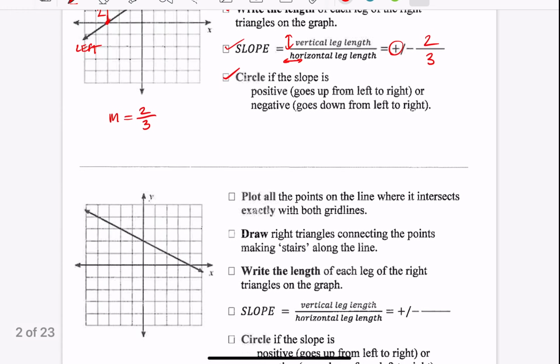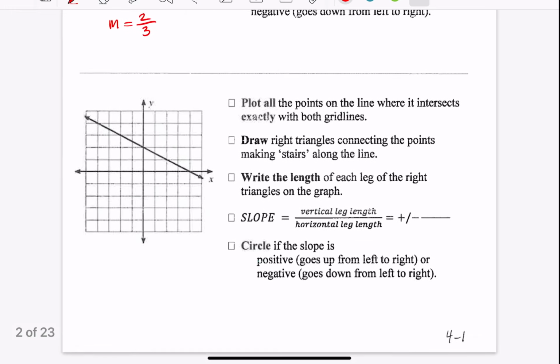So let's go to our next example. Again, I'm going to plot all the points on the line as I go through the line. So if I look at this line, I have a nice point here, and then I have another one here. I have another one here. I keep going. So I have a bunch of triangles to draw. So I'm going to draw them this way this time.